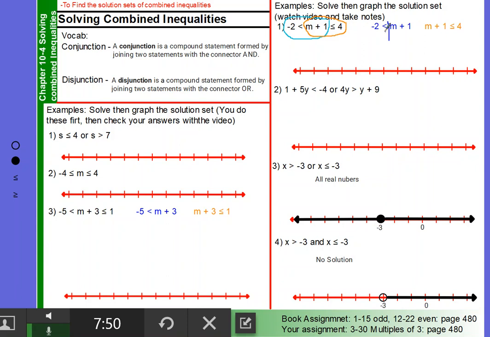What are we going to do to both sides to get the m by itself? Well, we're just going to subtract 1, subtract 1, and we're left with -3 is less than m. I should have typed this. I'm sorry.